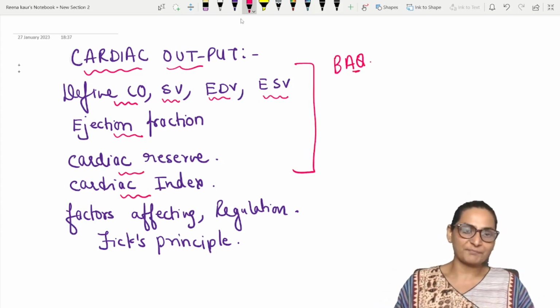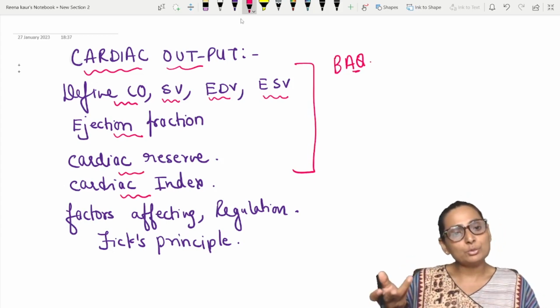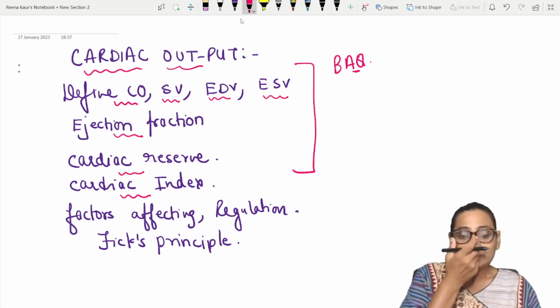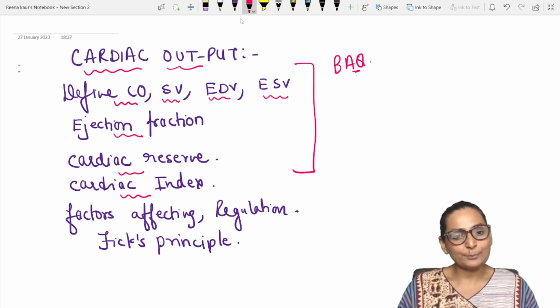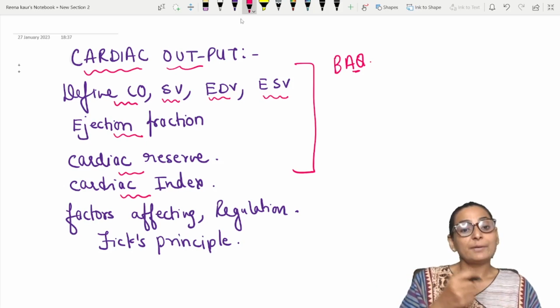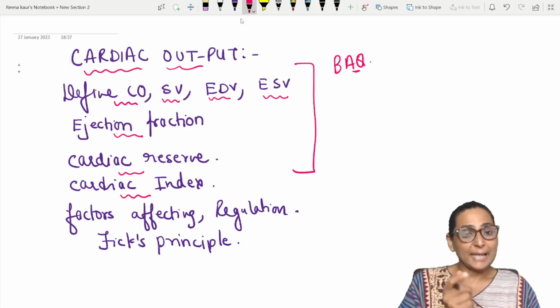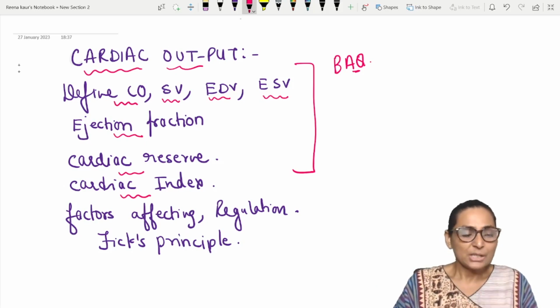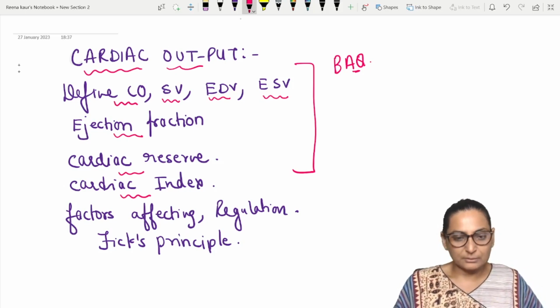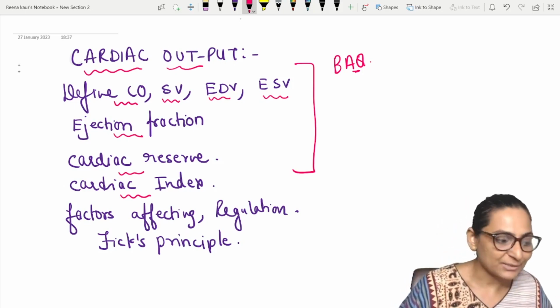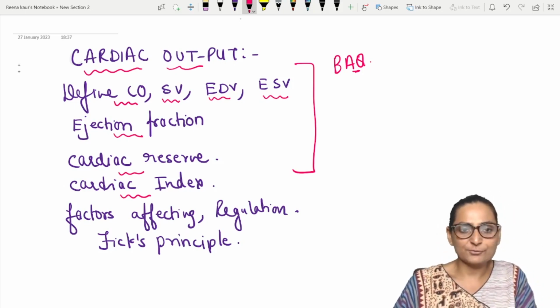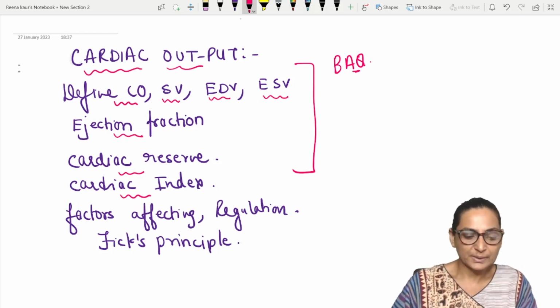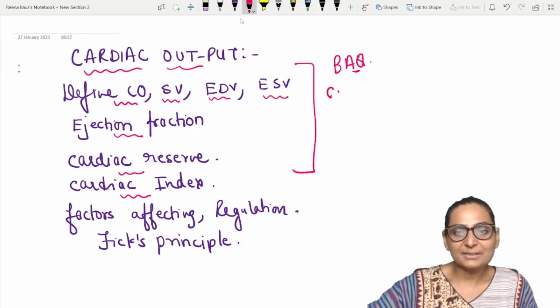These by themselves form a 2 marks BAQ. Just the definition of cardiac output, normal volume of cardiac output. Then factors affecting cardiac output, this can come as a short note. Regulation can come as an LAQ also. So let's get started with the session, and if there's any difficulty throughout, you can just let me know about it.